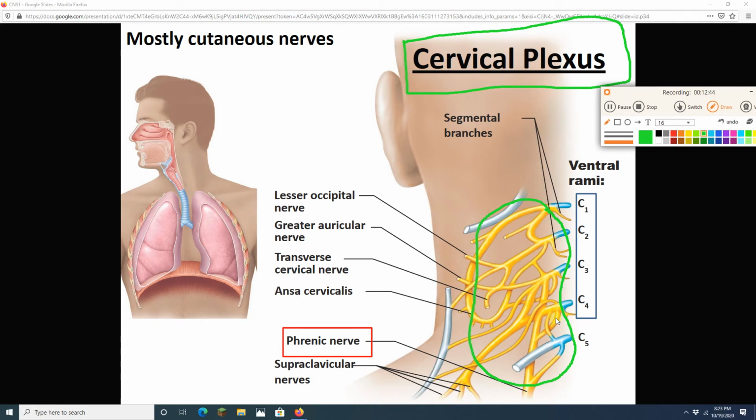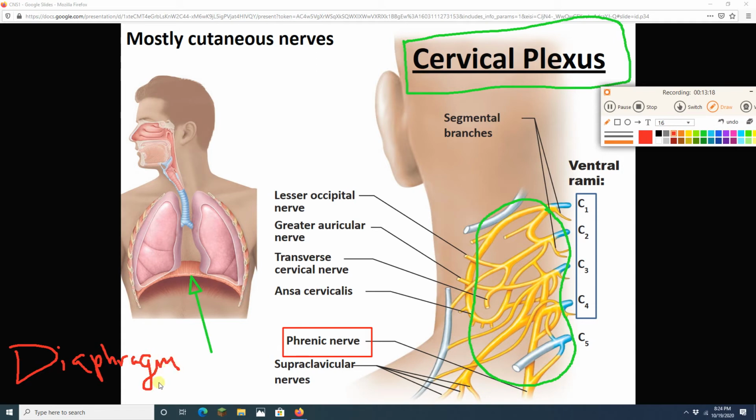We got to know one of the nerves coming out of the cervical plexus. That nerve is called the phrenic nerve. Big, beautiful nerve right here. The phrenic nerve is going to go to this muscle right here. Do you know what this muscle is? Can you tell me what that muscle is? Shout it out. If I give you 3 letters, you should get it. There we go. It is the diaphragm.